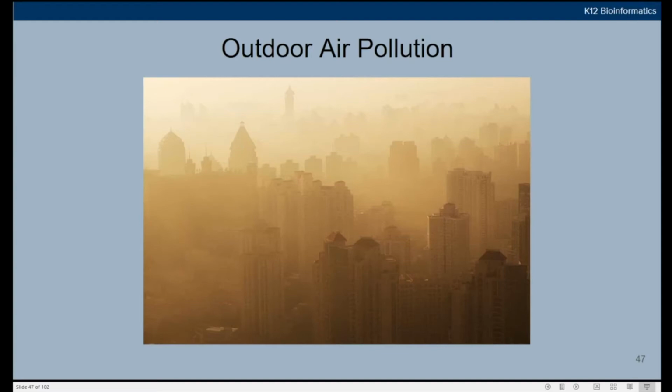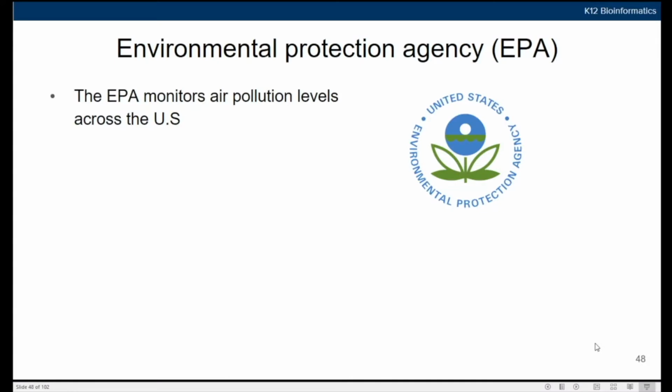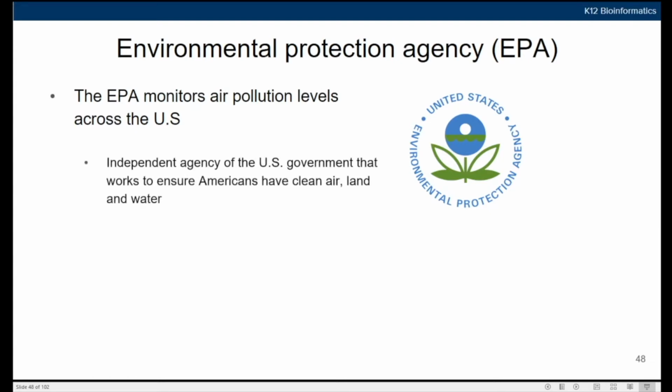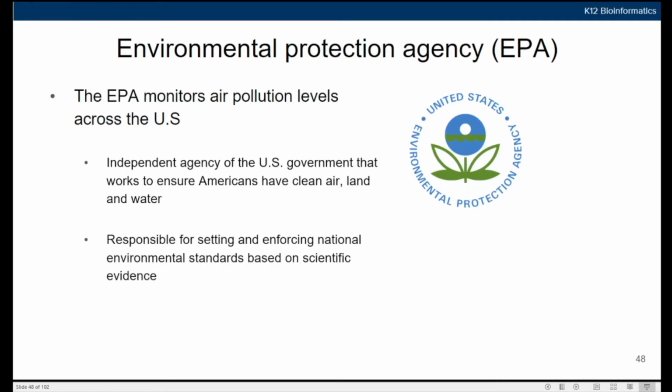Our fourth subunit goes into the topic of outdoor air pollution in more detail. First, let's start by talking about the Environmental Protection Agency. The EPA monitors air pollution levels across the United States. It's an independent agency of the U.S. government that works to ensure that Americans have clean air, land, and water. It's responsible for setting and enforcing national environmental standards based on scientific evidence.